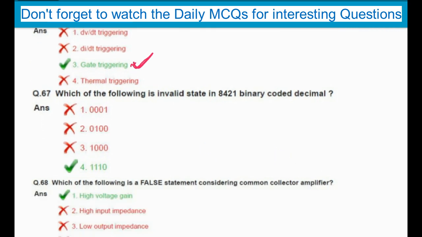Which of the following is an invalid state in 8421 binary coded decimal? So what is 8421 binary coded decimal? This is BCD, binary coded decimal, and generally the binary coded decimal values are always represented between 0 to 9 only. After that, if we represent any value, this will be invalid in 8421 binary coded decimal. So this is 1 in decimal, this is 1 in decimal, this is 4 in decimal, this is 8, but in decimal this is 14. So this is invalid.